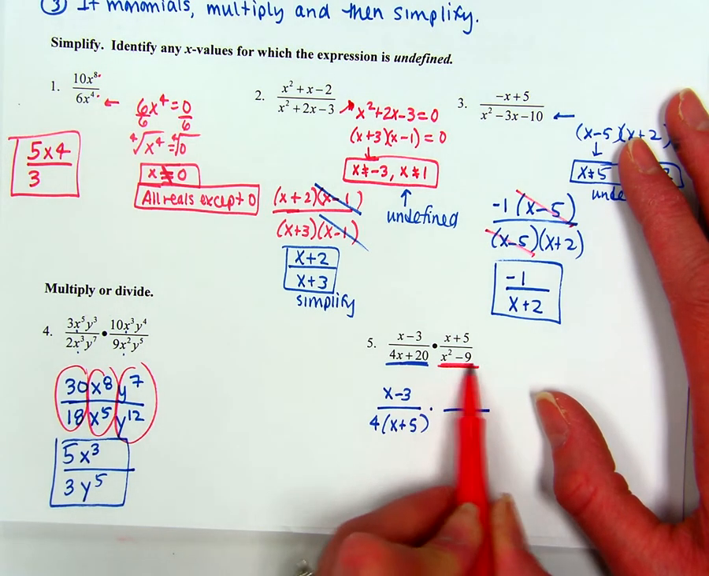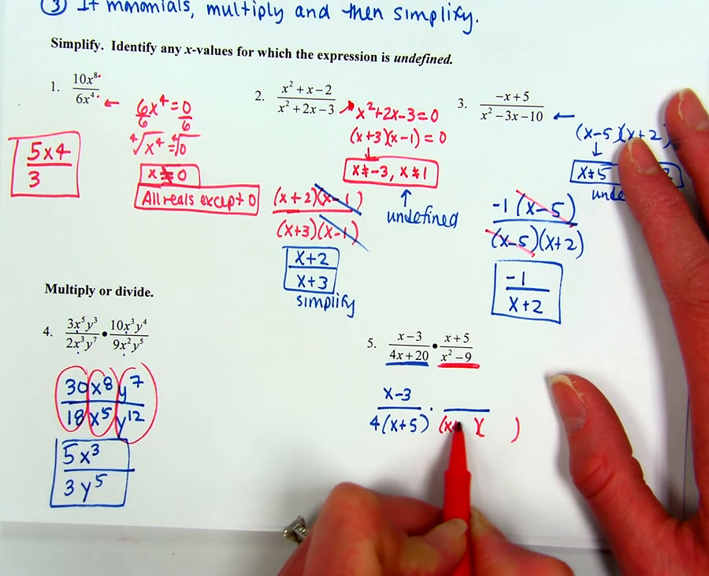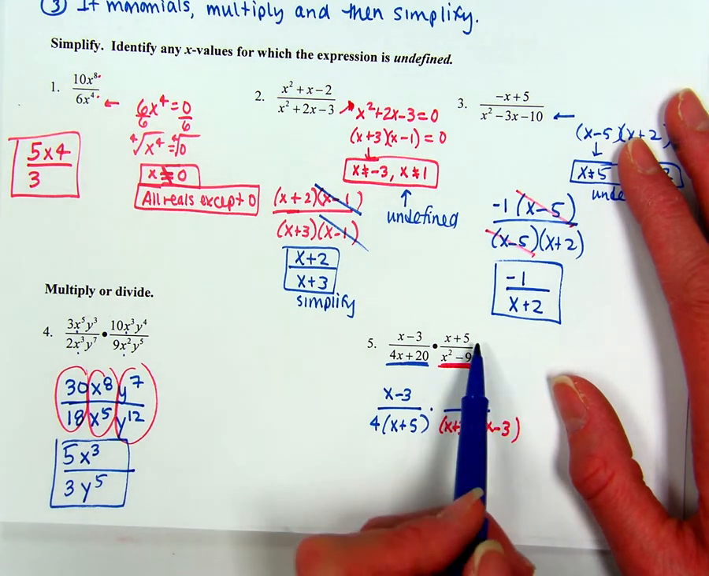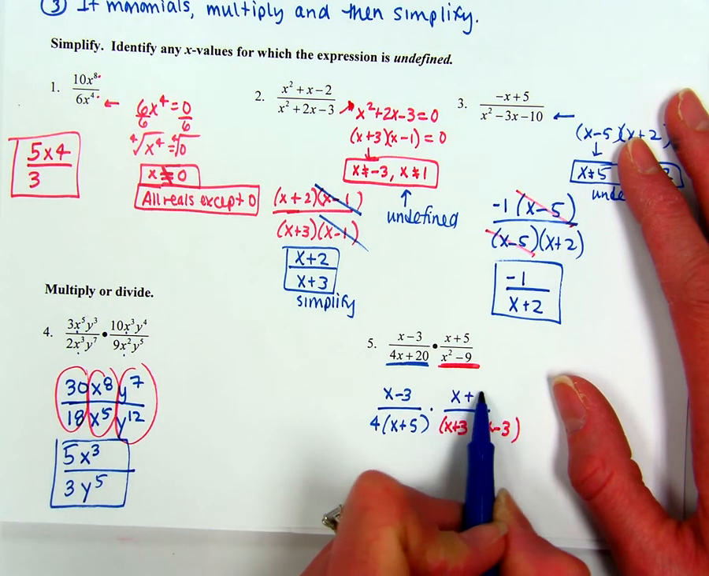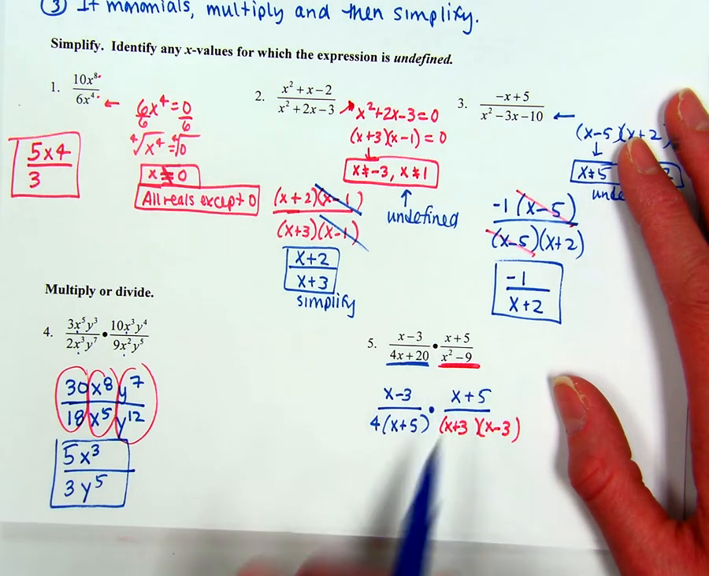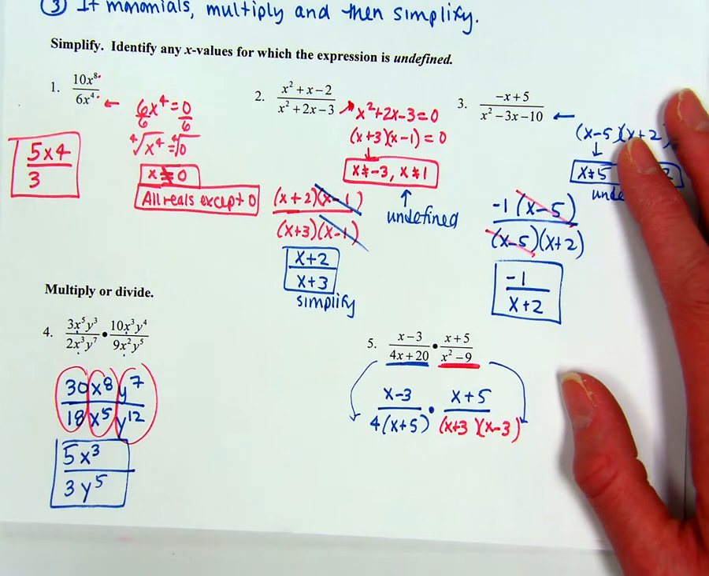For this one, it's a difference of perfect squares. So if you remember this one, it's x plus 3 and x minus 3. In the top right, we got x plus 5. That didn't change. So notice that we're not changing the location. X minus 3 stays where it is. This one just went down here. This one just went down here.